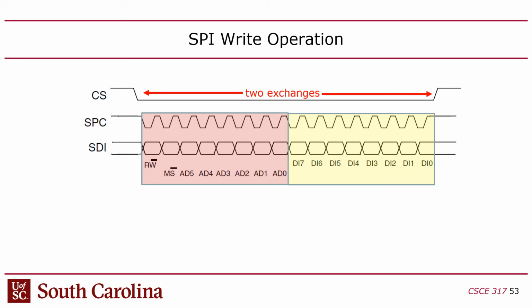Notice one of the lines is missing. Because it's a write, we only use MOSI. MISO doesn't get used, so it's not even shown.